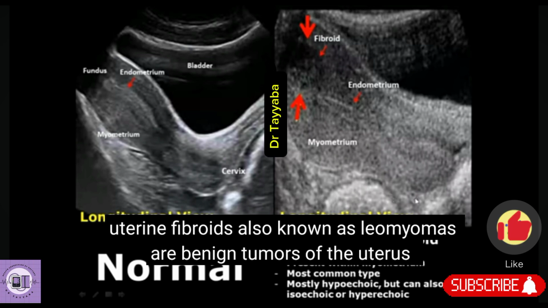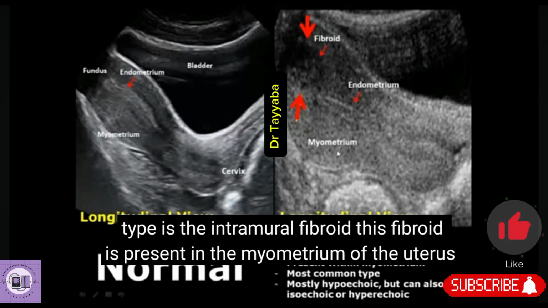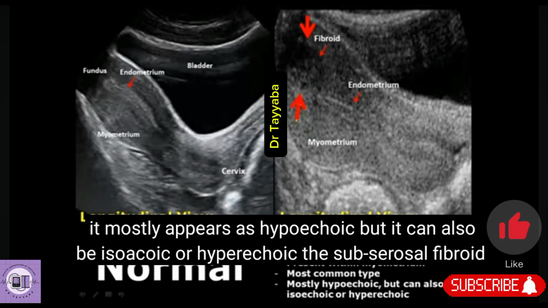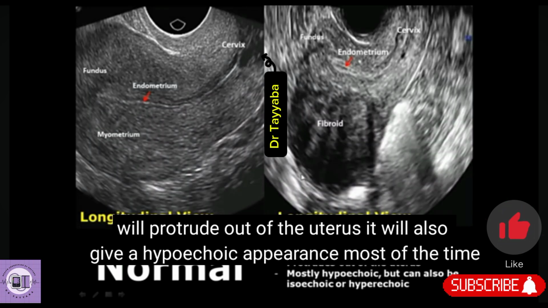Uterine fibroids, also known as leiomyomas, are benign tumors of the uterus. They are divided into different types based on their location within the uterus. The most common type is the intramural fibroid. This fibroid is present in the myometrium of the uterus. It mostly appears as hypoechoic, but it can also be isoechoic and hyperechoic.